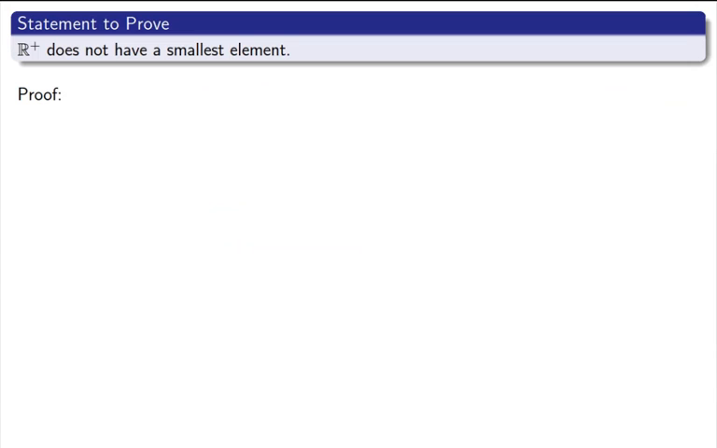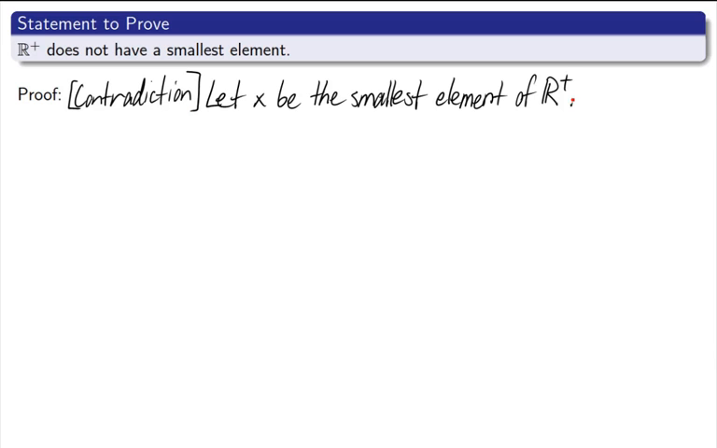Here's our first example. Let's show that the positive reals does not have a smallest element. What we're going to be doing is a proof by contradiction. What this means is we'll assume the opposite. The opposite of this statement is that the positive reals does have a smallest element. If it does have a smallest element, let's call it out. Let x be the smallest element of R+.